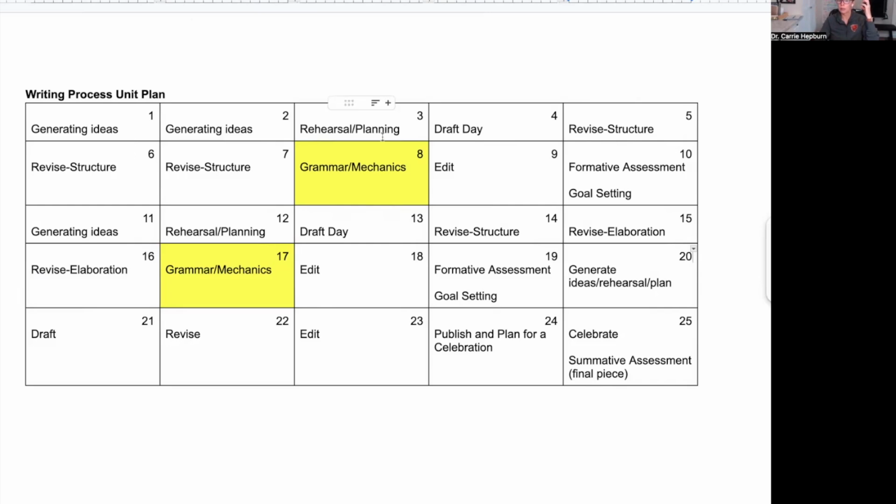Our little unit process plan with the writing process helps us get through that. Now, do we make modifications? Absolutely. But this just helps us get started with this.